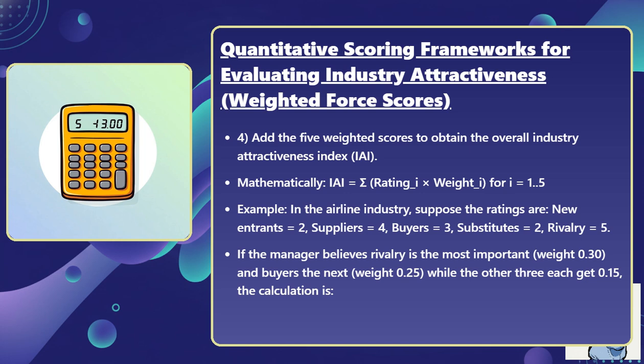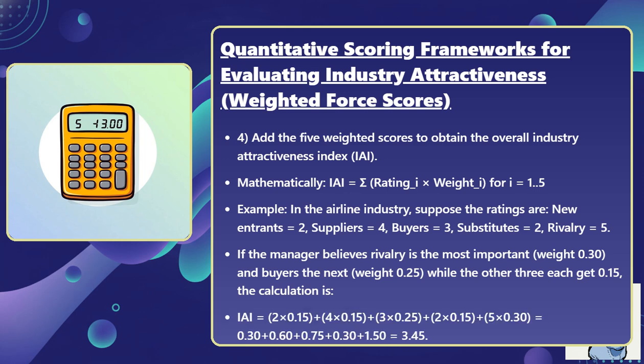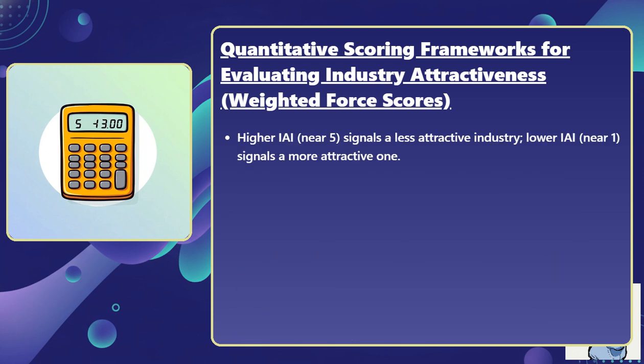3 each get 0.15, the calculation is I equals 2 times 0.15 plus 4 times 0.15 plus 3 times 0.25 plus 2 times 0.15 plus 5 times 0.30 equals 0.30 plus 0.60 plus 0.75 plus 0.30 plus 1.50 equals 3.45. Higher I near 5 signals a less attractive industry, lower I near 1 signals a more attractive one.